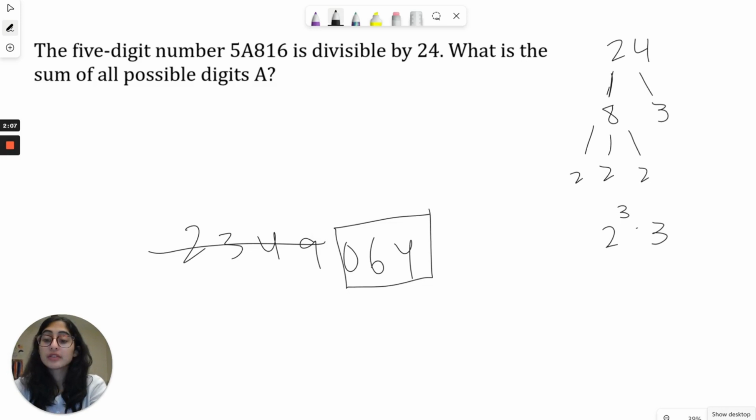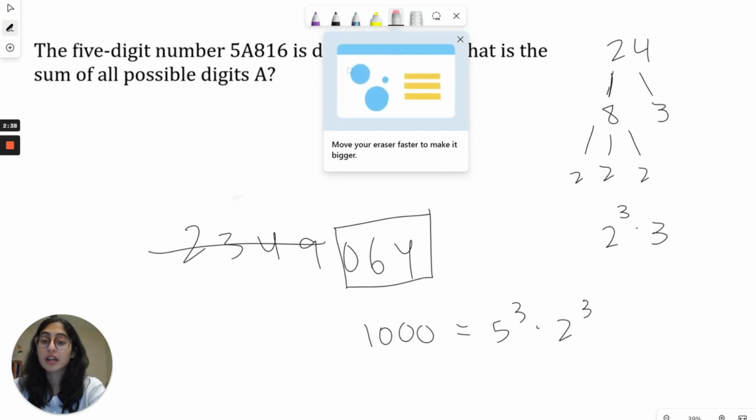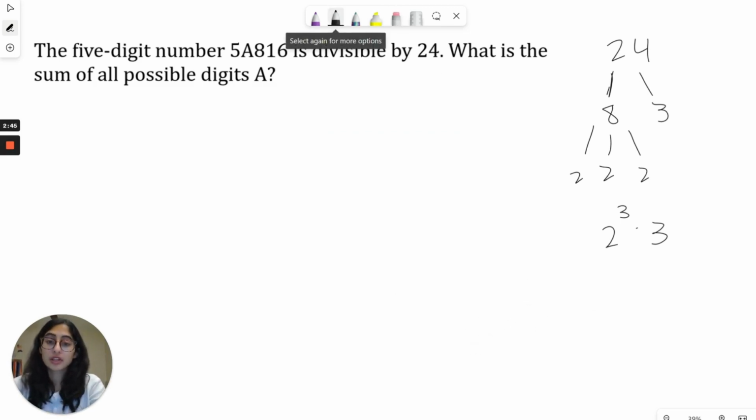The reason for this, if you want to know, is that 1000 is divisible by 8. 1000 is equal to 5 to the third times 2 to the third, and 2 to the third is just 8. So if 1000 is a multiple of 8, no matter how many thousands we have, it's all going to be divisible by 8, so we just have to verify that the last 3 digits, the remainder when you divide by 1000, is also divisible by 8. So that's what we're doing here. For 5A816, regardless of what A is, this number is divisible by 8. So now we just have to make sure it's divisible by 3.